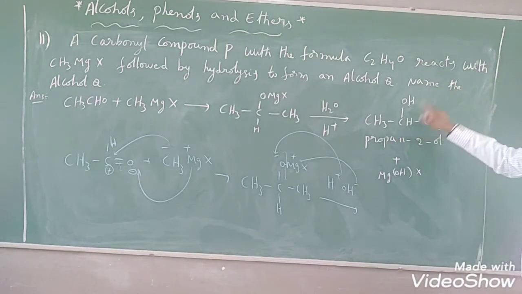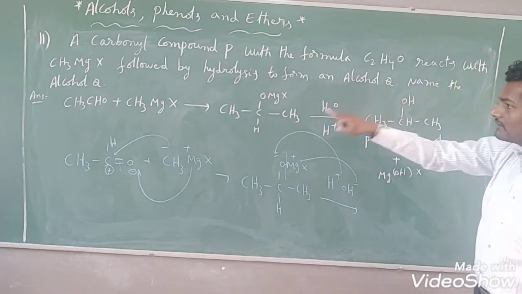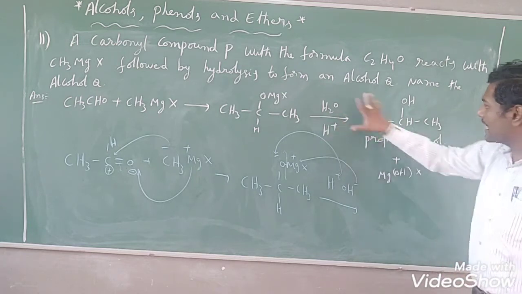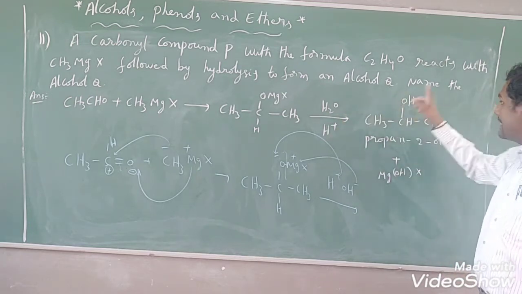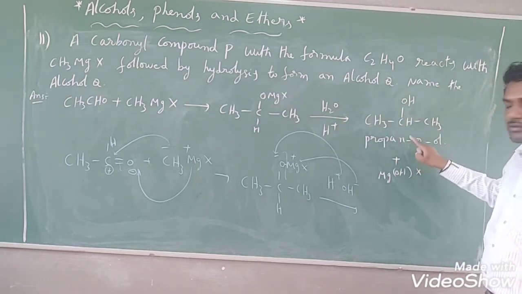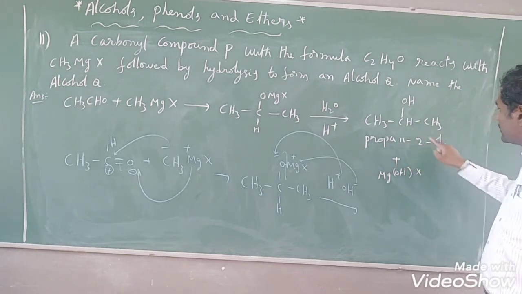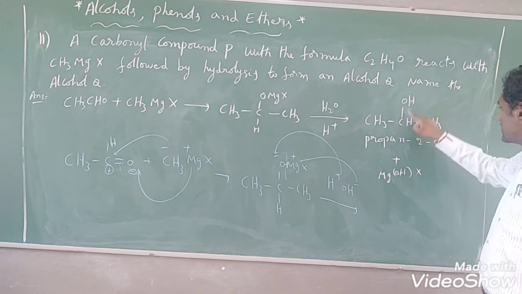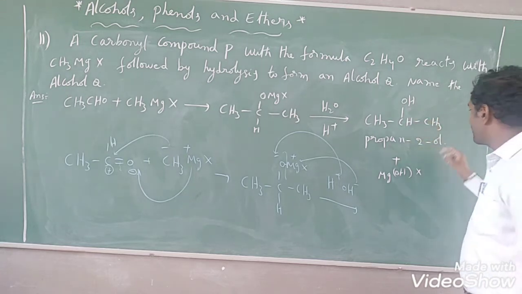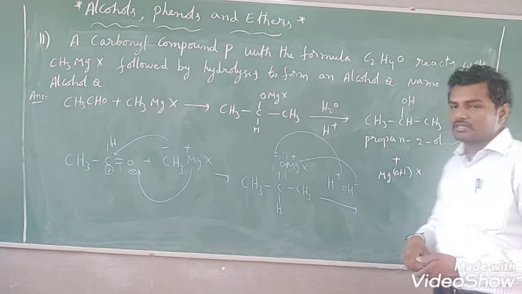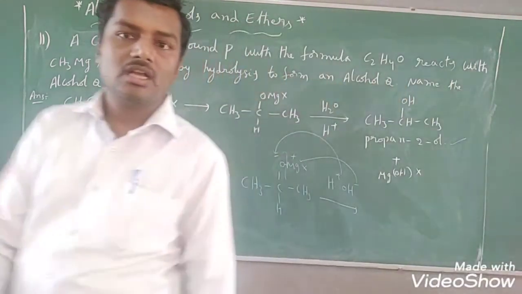The name of the secondary alcohol they are asking: alcohol Q, name the alcohol. Writing the reaction is 1 mark. Writing the name is 1 more mark. You have to write the name also. What is the name of this compound? Propan-2-ol. On the second position, ol is present, that is the OH group. So propan-2-ol, the name is correct, students. I hope everybody understood. Copy this one.